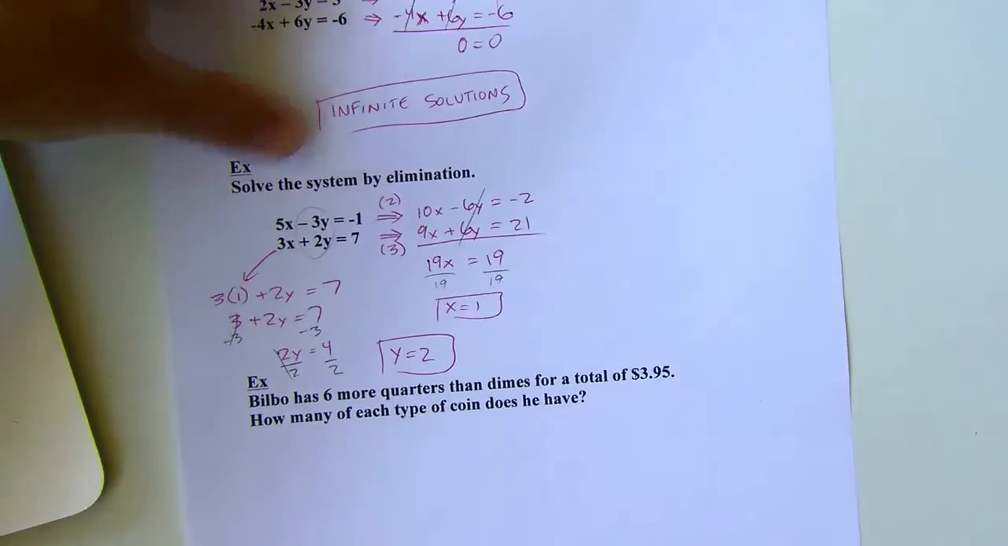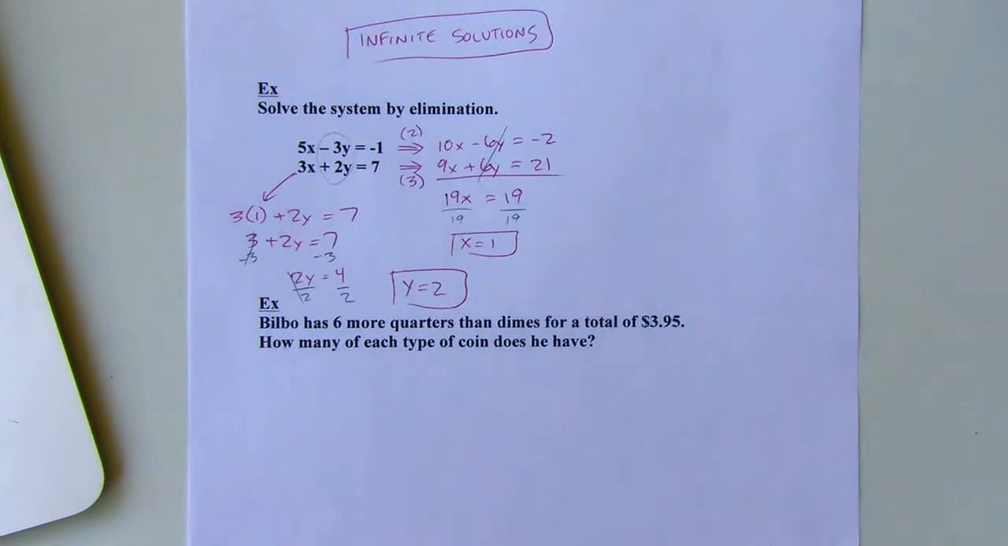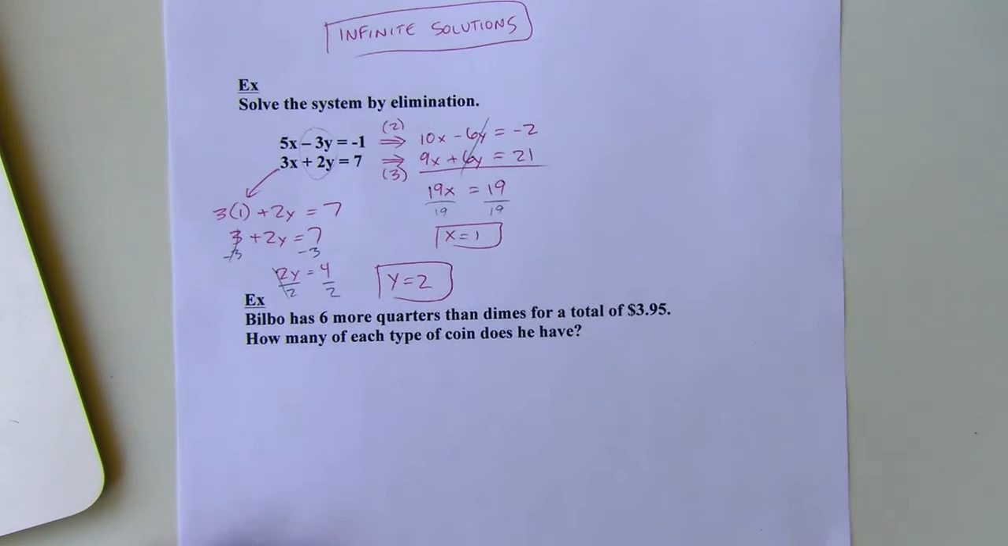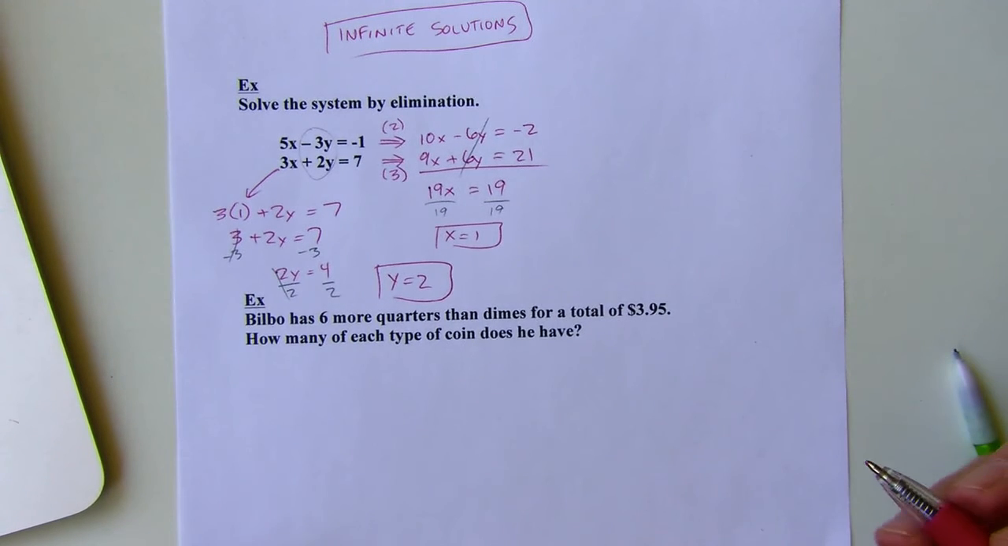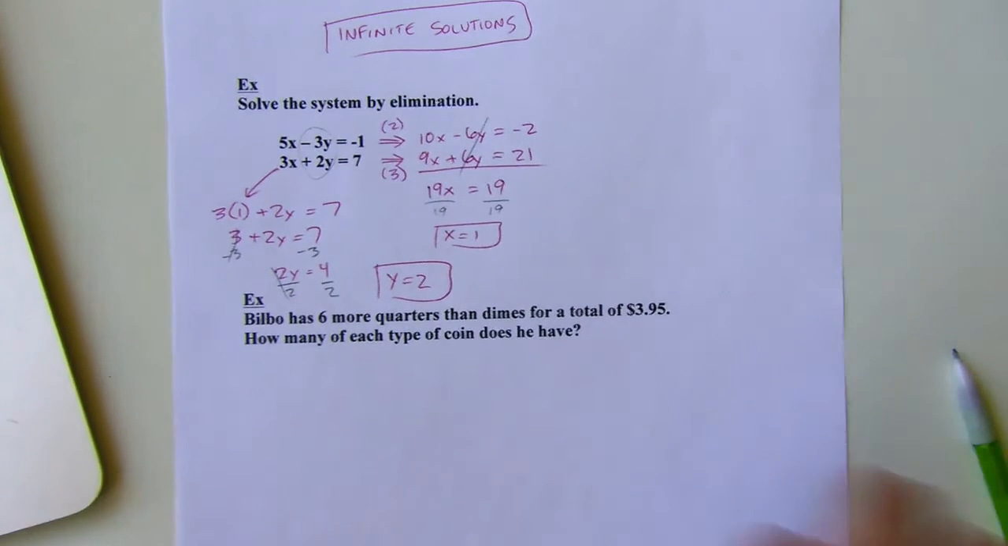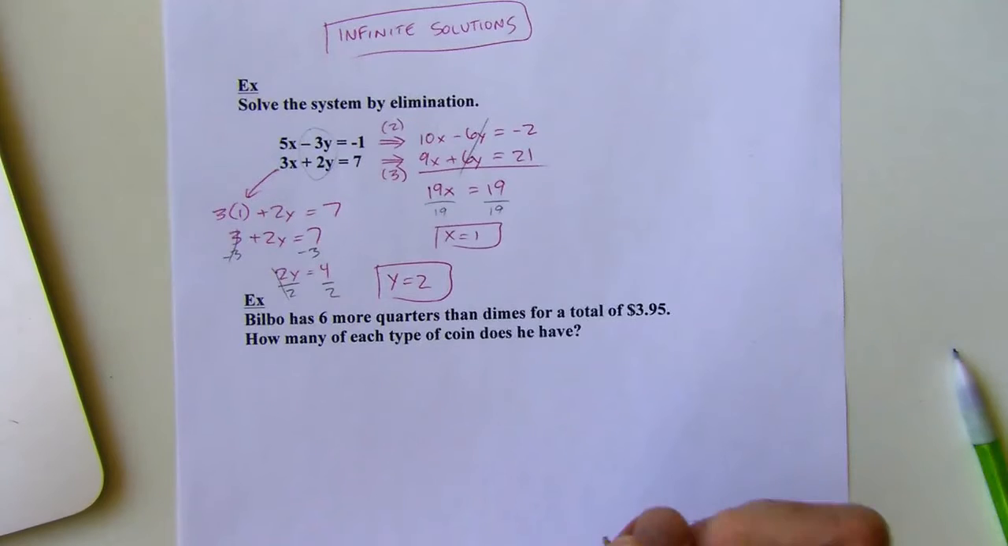It's a very common type where we've got some coins and some amount of money. Okay. Bilbo has 6 more quarters than dimes for a total of $3.95. And we want to know, how many of each does he have? Okay. So what I'm going to do is write 2 different equations. So let's let D be the number of dimes and Q be the number of quarters.